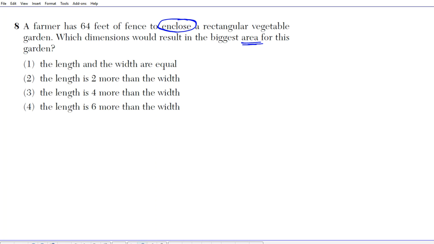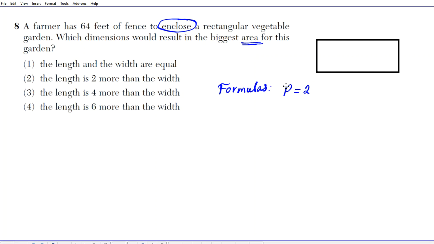If you have a rectangular region and you have fencing to enclose a piece of land, what you're looking at is the distance around a region. What is that called? That's the perimeter. So the first of the two formulas we're going to be using for this problem is the perimeter of a rectangle, which is 2 length plus 2 width. This is the length and that's the width.